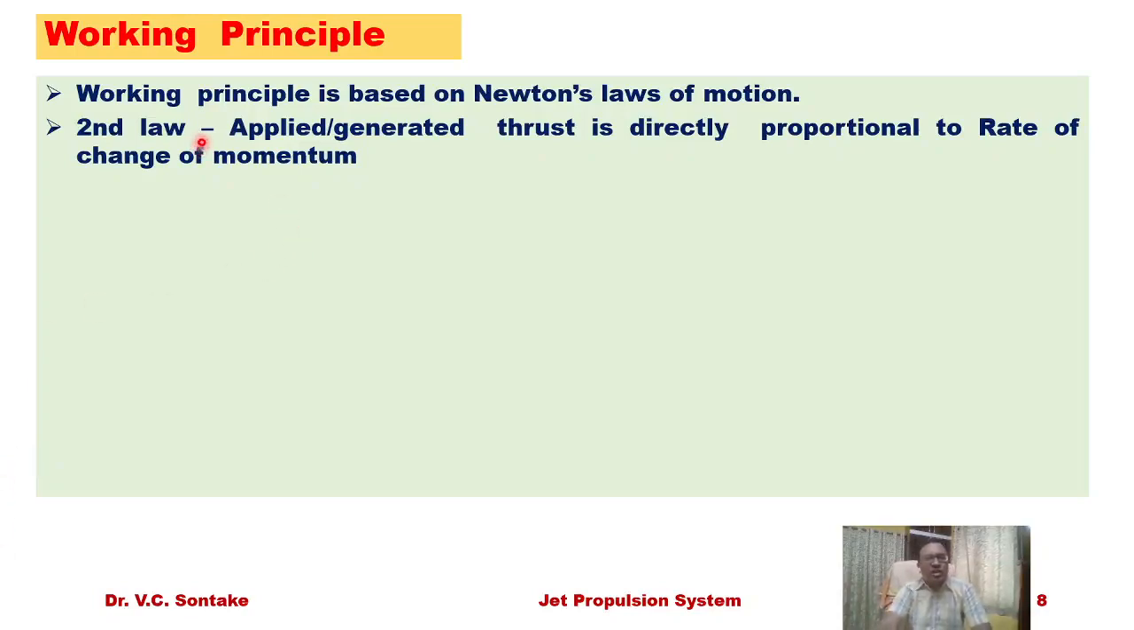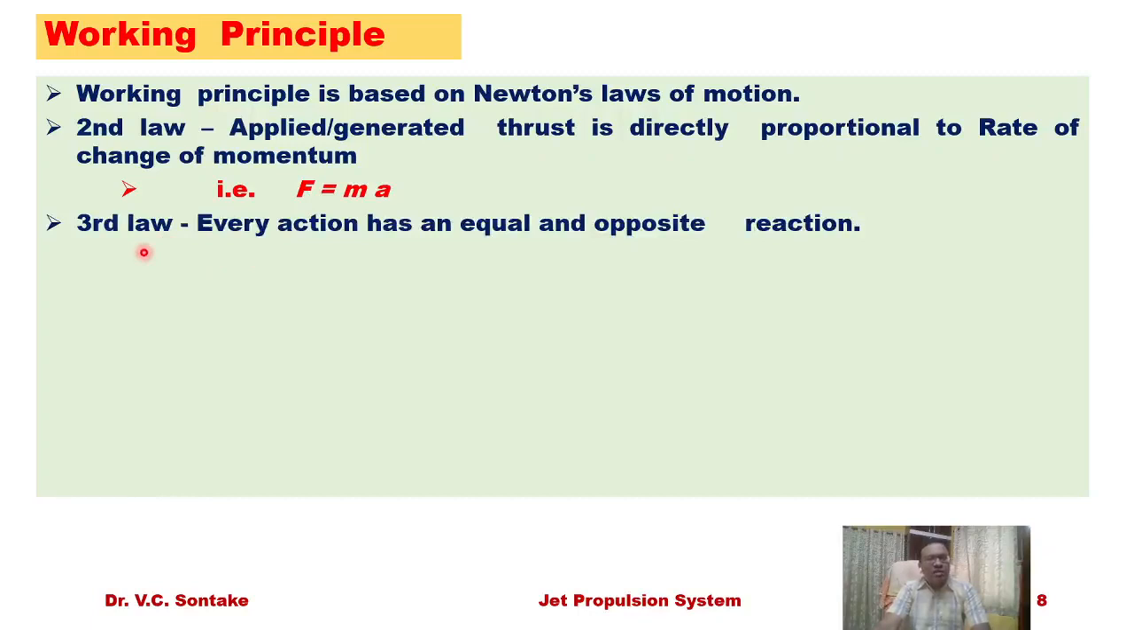According to the second law of motion, applied or generated thrust is directly proportional to the rate of change of momentum. The thrust acting upon the jet propulsion system is directly proportional to the rate of change of momentum of the jet coming out from the jet propulsion system. Mathematically it can be calculated by F is equal to m into a, where a is acceleration, m is the mass of the fluid constituting a jet, and F is the thrust force.